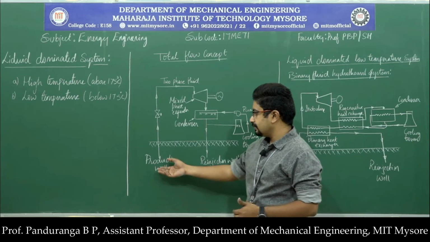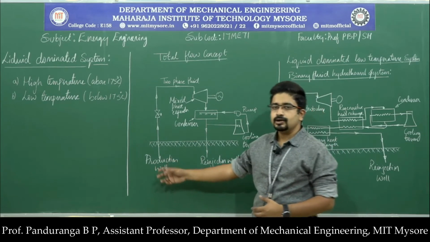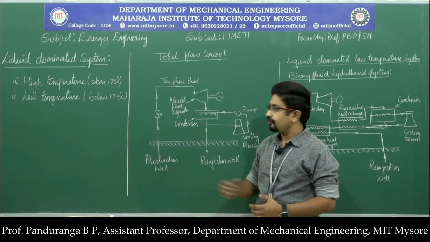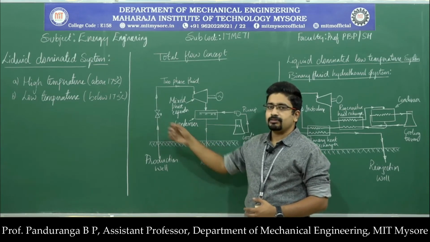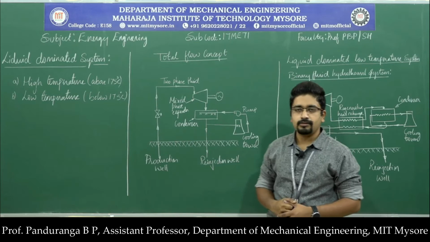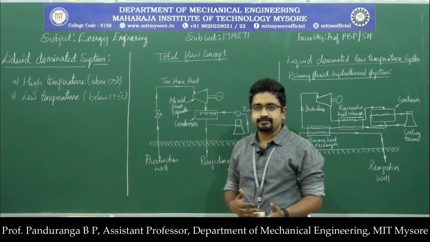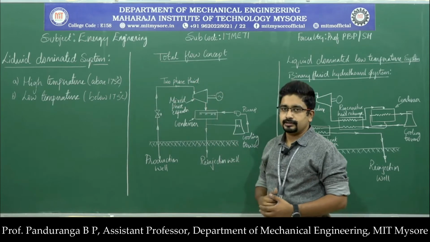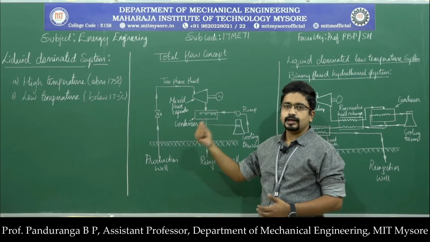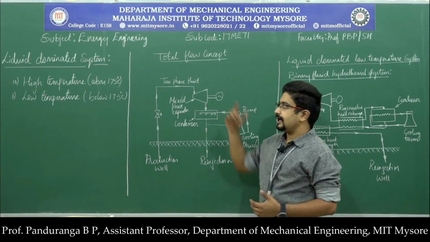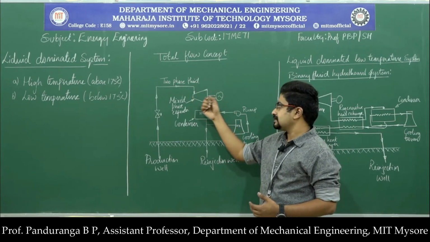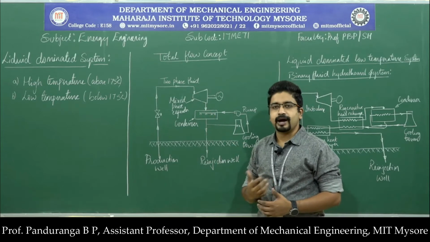So here what we do is we have the production well through which the high temperature water will be coming out, and that will be passed through a throttle valve where it slightly expands, and that forms a two-phase fluid. So there will be liquid water as well as vapor. So that two-phase fluid will be passed through a mixed phase expander.